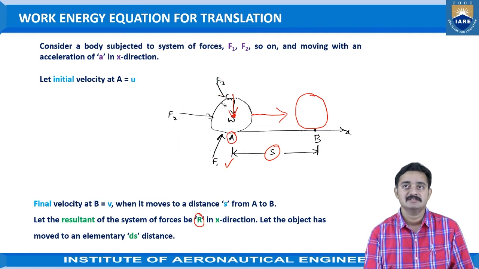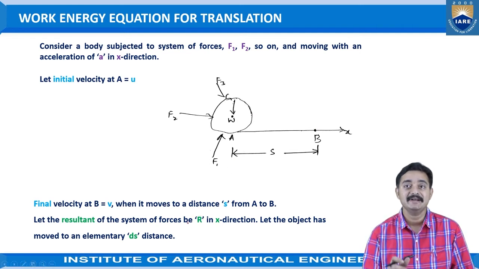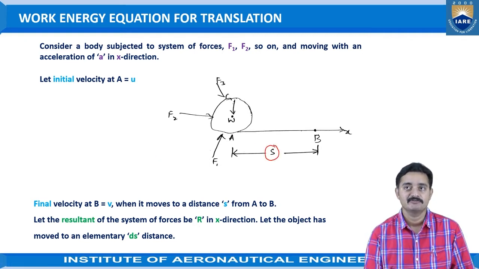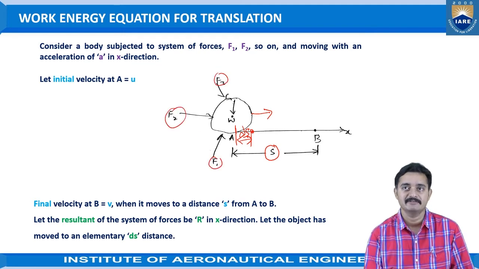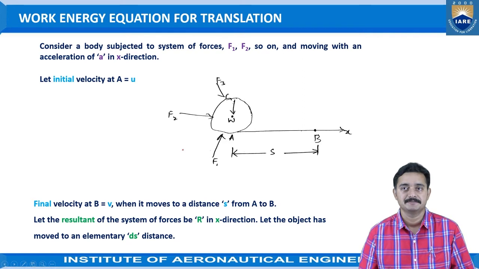And because of this resultant, we are considering the application of the forces. Let the object move an elementary distance ds, not completely a distance of s here. What we are considering is that it is moving in this direction and it has achieved a small elemental distance ds because of the application of the forces F1, F2 and F3. So that is what can be considered in this topic for achieving the work energy equation.